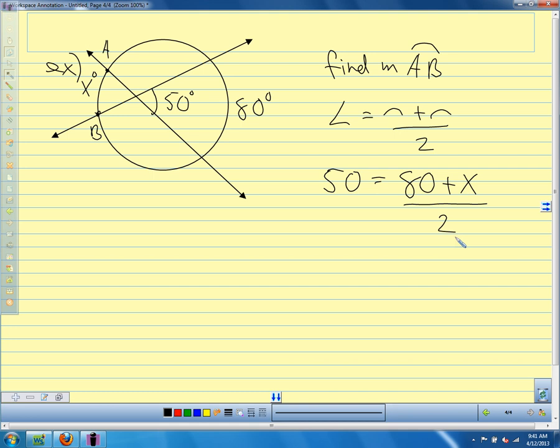All right, how are we going to solve this for x? What do we want to do next? Multiply by 2 on both sides to get rid of that 2 in the denominator. We don't want this fraction. So 2 multiplied and divided by 2, I just end up with 1. So I end up with 2 times 50 is 100, equals 80 plus x. Now we're home free. Subtract 80, nice and easy. And x equals 20 degrees.